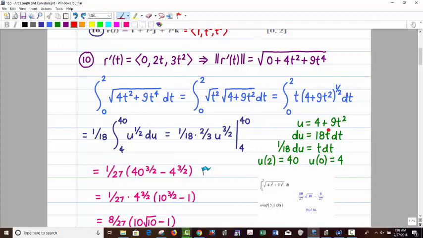So I'll let u equal 4 plus 9t squared, du equals 18t dt. So 1 over 18 du equals t dt. And then I change my limits of integration. So if I put 2 in here, I'll get 40. I put 0 in here, I'll get 4.